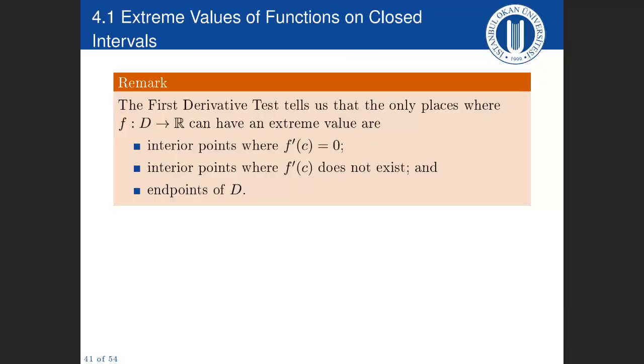So what does that tell us? That tells us that there are only 3 types of places where we can have an extreme value. We could have an extreme value at an interior point where the derivative is equal to 0. Or we could have an extreme value at an interior point where the derivative does not exist. Or the third possibility is we could have an extreme value at endpoints of our domain D.